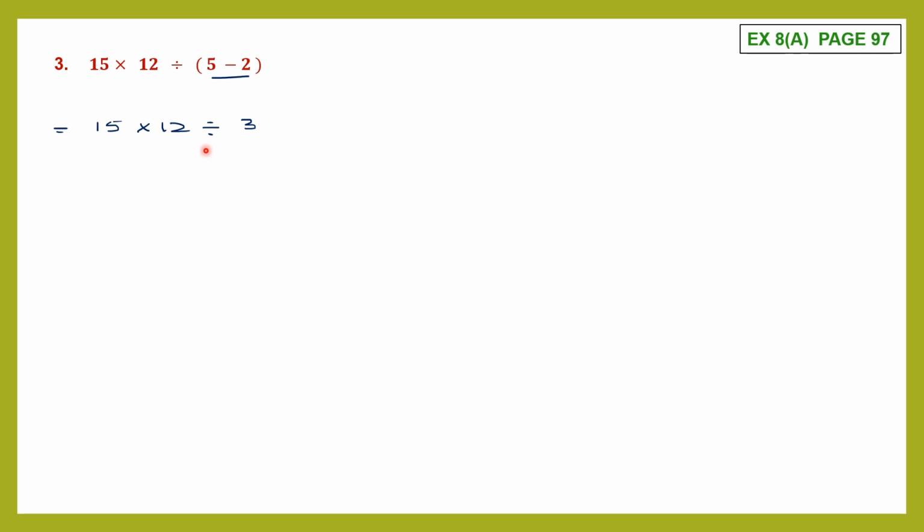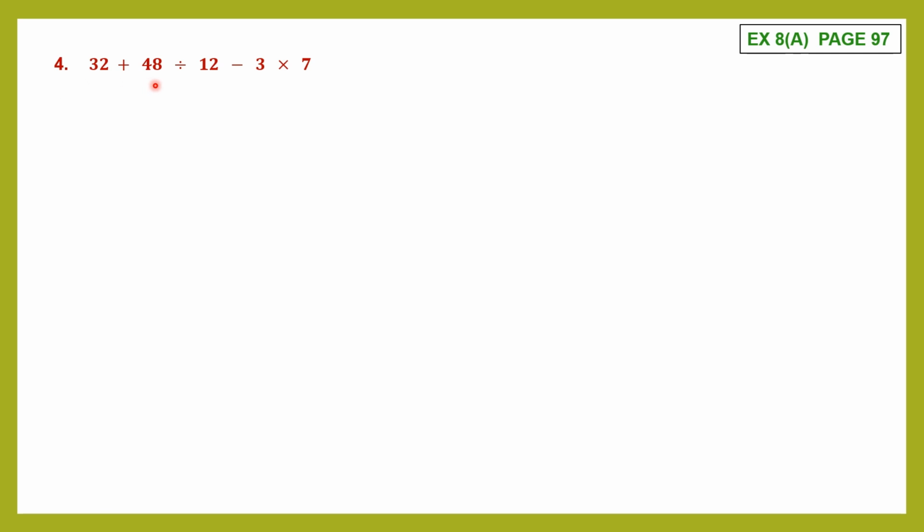According to BODMAS, division has to be done before multiplication. So let's do that. So 15 remains the same. Multiplication, 12 divided by 3. 3 fours are 12, isn't it? So when you divide 12 by 3, you get 4. Now we have only one operation, and that is 15 times 4. How much is 15 into 4? 15 into 4 is 60. So this is our answer, 60.